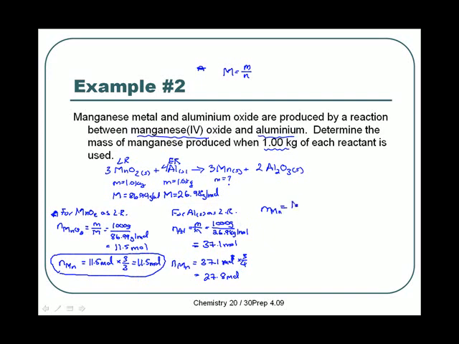So the mass of manganese produced is the molar mass times the number of moles. The molar mass of manganese, and we forgot to write it down the first time, so I'll write it down now, is 54.94. And so it's going to be 54.94 grams per mole. And we're going to be multiplying that by the 11.5.